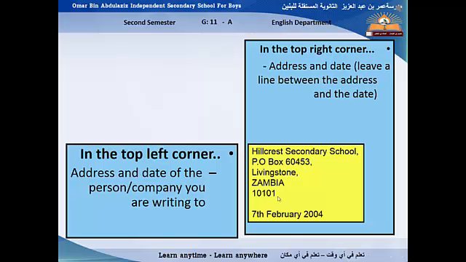Here is the address, and we leave a line here. Then we shift to the date, 7th November, or any date that you want to write. But in the top left corner, you are going to write the address of the person or company you are writing to, the receiver of your letter.